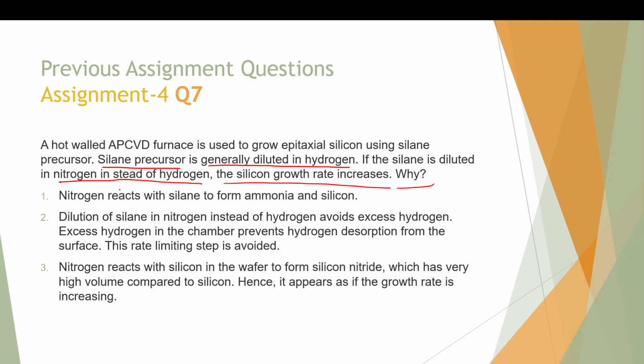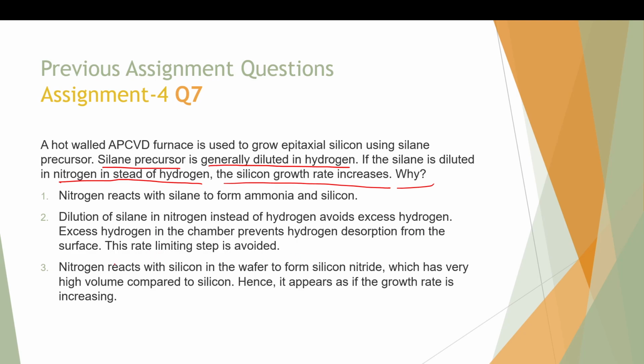So yes, let us read the options first. Nitrogen reacts with silane to form ammonia and silicon. Then second is dilution of silane in nitrogen instead of hydrogen avoids excess hydrogen. Excess hydrogen in the chamber prevents hydrogen desorption from the surface. This rate limiting step is avoided.